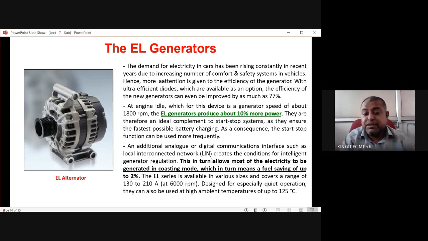So the EL series, efficient line series, is available in various sizes, covers a range of 130 to 210. The previous Bosch generator was generating up to 170. Now this is generating 130 to 210 ampere at 6000 rpm. This is the engine speed. Designed especially for quieter operation, and they can go almost up to 125 degrees centigrade. Just see the previous slide we had shown up to 120 degrees centigrade. Now this EL can give you 125 degrees centigrade. The previous alternators were producing maximum 170 ampere. This is producing 210 ampere. So these are some of the improvements in the EL.